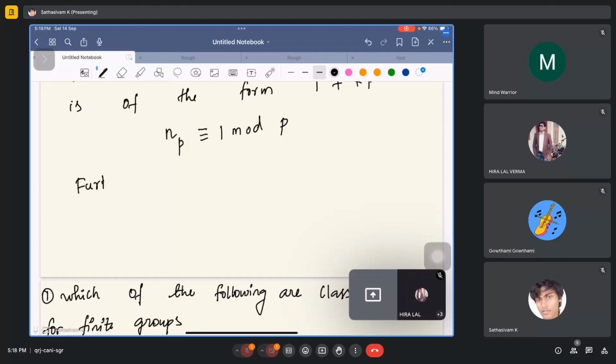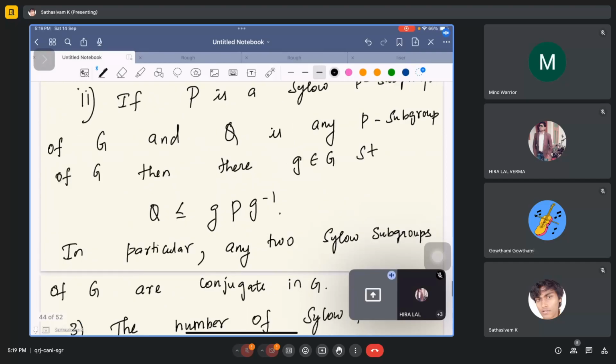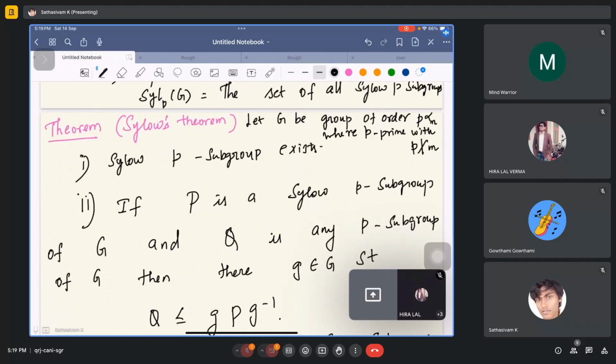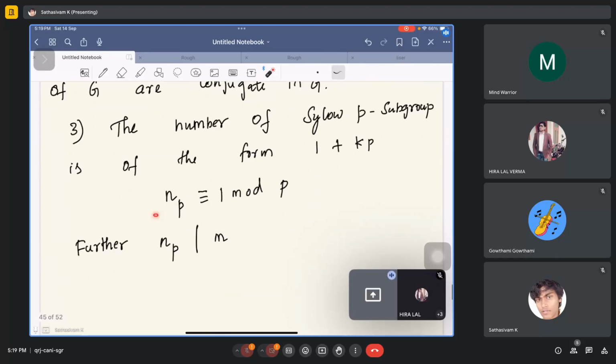Further, you have another property: Np divides this M. Where M comes from here, so we group the order as P power alpha times M, right? So this Np is congruent to 1 mod P and it divides M.